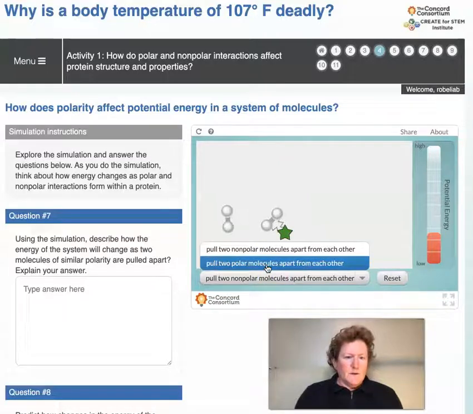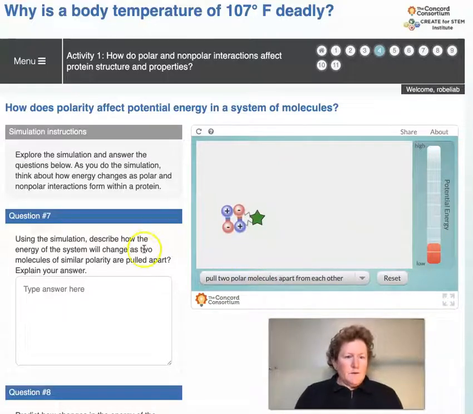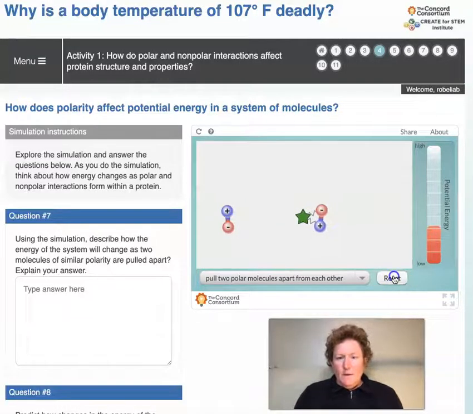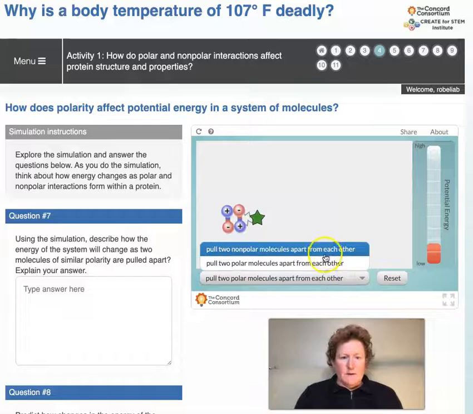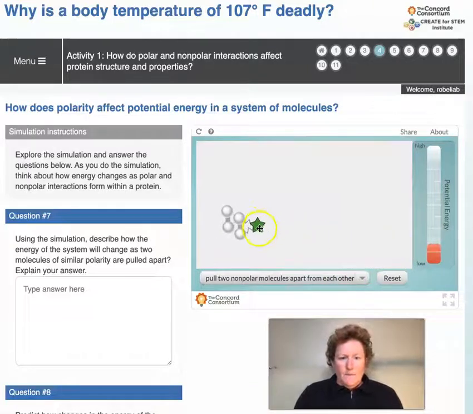We're working on question number 7 here. Using the simulation, describe how the energy of the system will change as the two molecules of similar polarity are pulled apart. Explain your answer. So when I pull these apart, it goes up a little bit, then goes back down. Goes up to about 3 bars, then goes back down when they get together. Let's look at the nonpolar ones. When I pull them apart, it's about 2.5 bars. There's a little bit of difference there, so write your answer. You can also work with the simulation yourself.